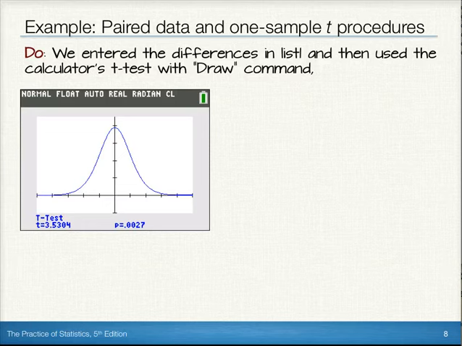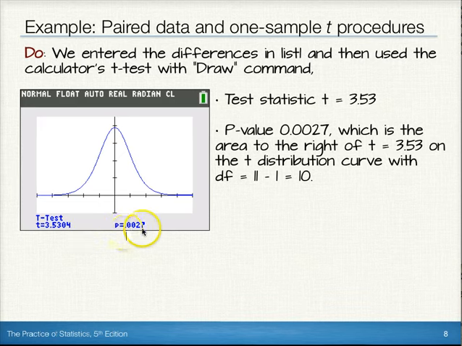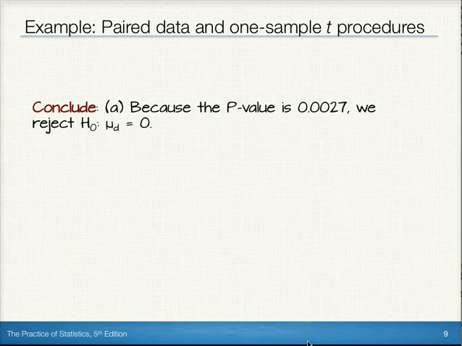Now, we entered the differences in list 1 and then used the calculator's t-test with the draw command to perform this test. We see our test statistic here is 3.53, and we get a p-value of 0.0027. That's the area to the right of t equals 3.53 on the t-distribution curve with 10 degrees of freedom. Now, because the p-value is 0.0027, and that's significantly less than 0.05, we reject our null hypothesis.